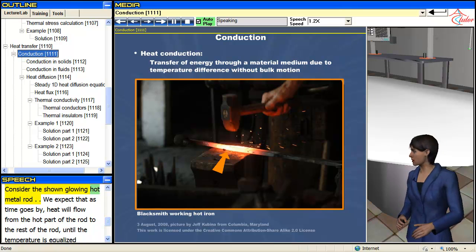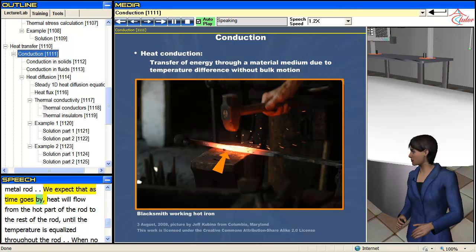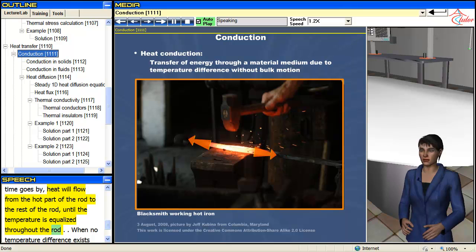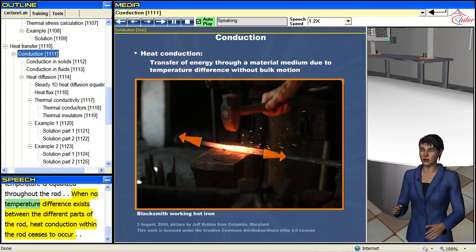Consider the shown glowing hot metal rod. We expect that as time goes by, heat will flow from the hot part of the rod to the rest of the rod, until the temperature is equalized throughout the rod. When no temperature difference exists between the different parts of the rod, heat conduction within the rod ceases to occur.